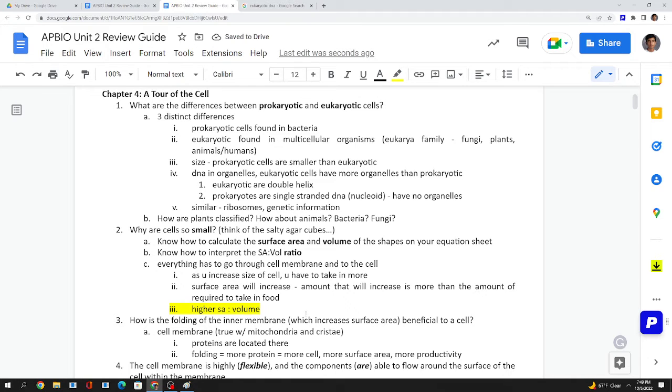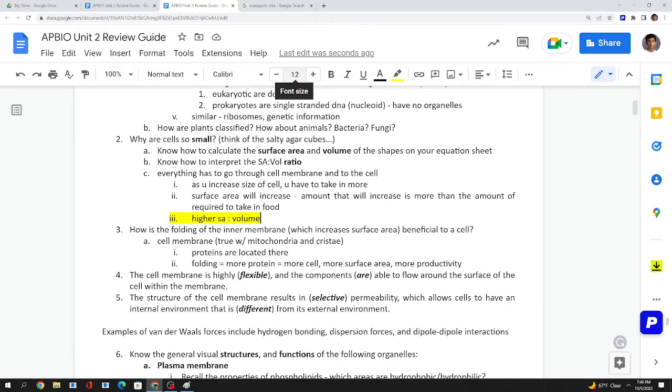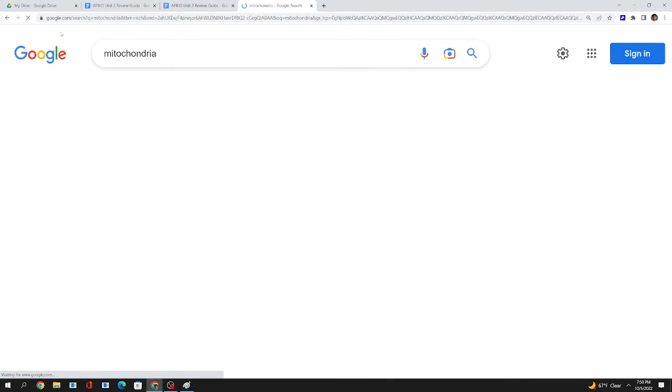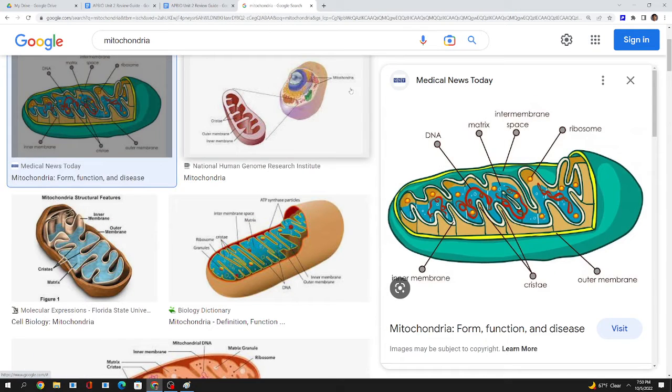And that's also why cells are small, because their surface area to volume ratio is super high. How is the folding of the inner membrane, which increases surface area, beneficial to the cell? So this is typically going to be seen in the mitochondria. If I were to Google the mitochondria structure right here, you're going to notice two things, right? You're going to notice this green layer right here, and ignore the red stuff, but you see these folds? These folds are called cristae.